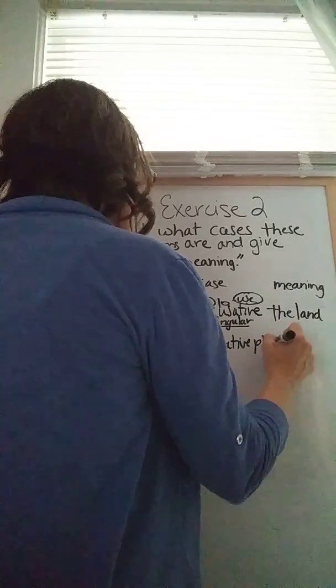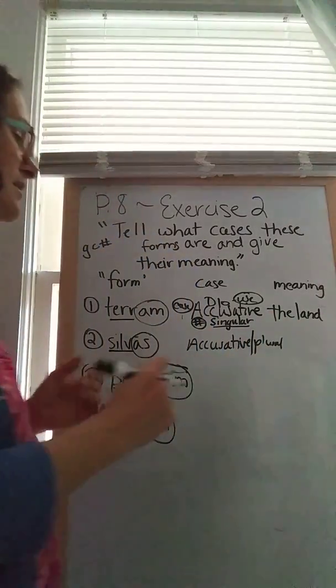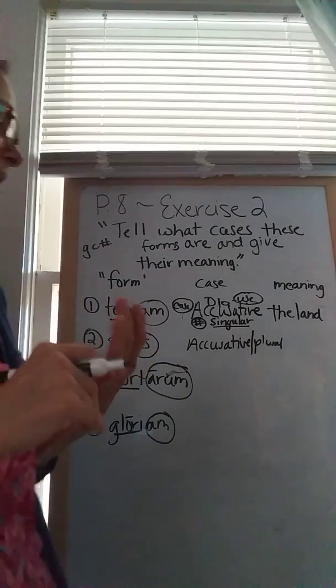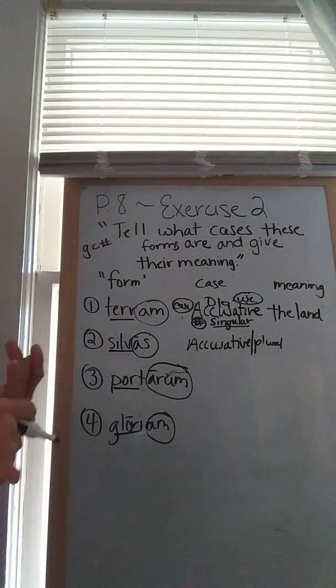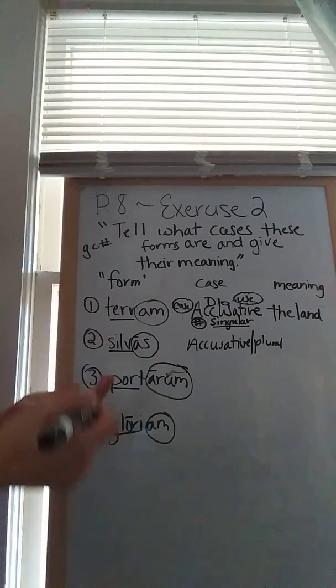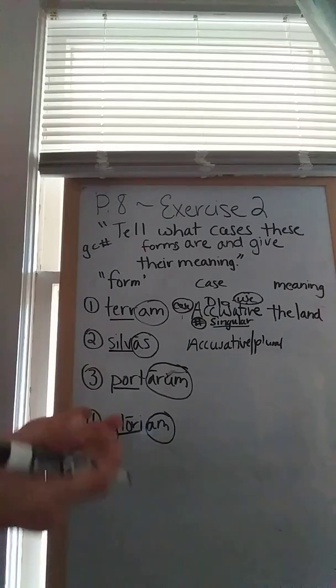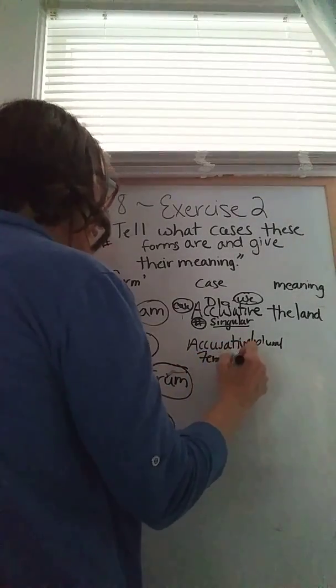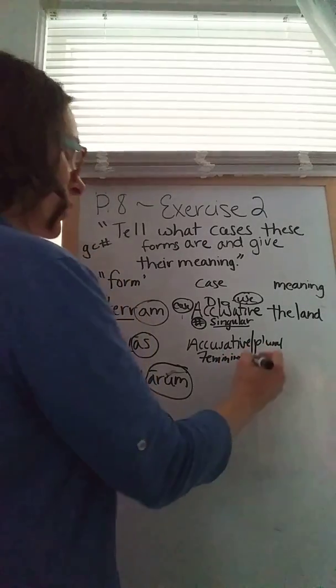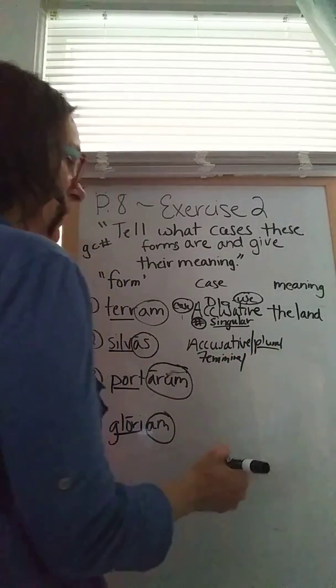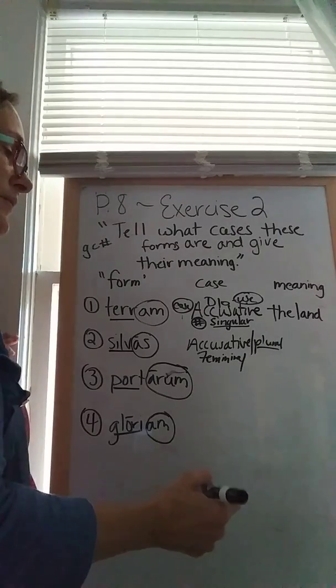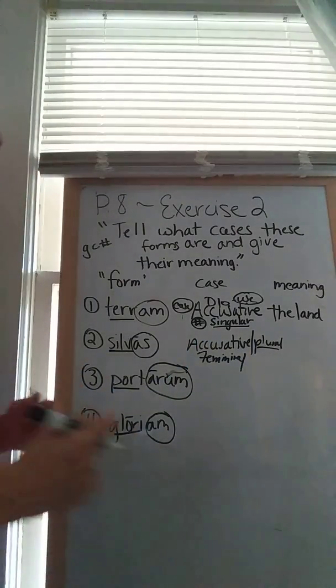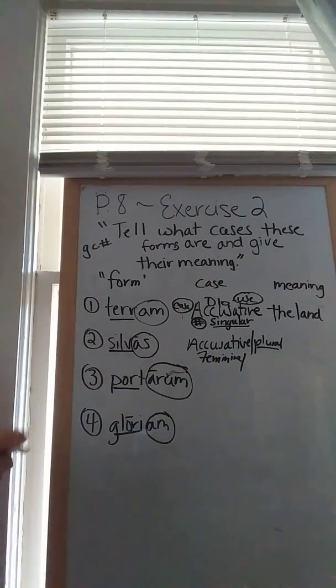So if I'm going to ask the students, tell me what is the gender, case, and number of silvus? Well, we know that because the forest is not an individual male person, it would be feminine because it's the first declension. It would be plural, so that's the number. And the case is accusative. And it means the forest or the forests.